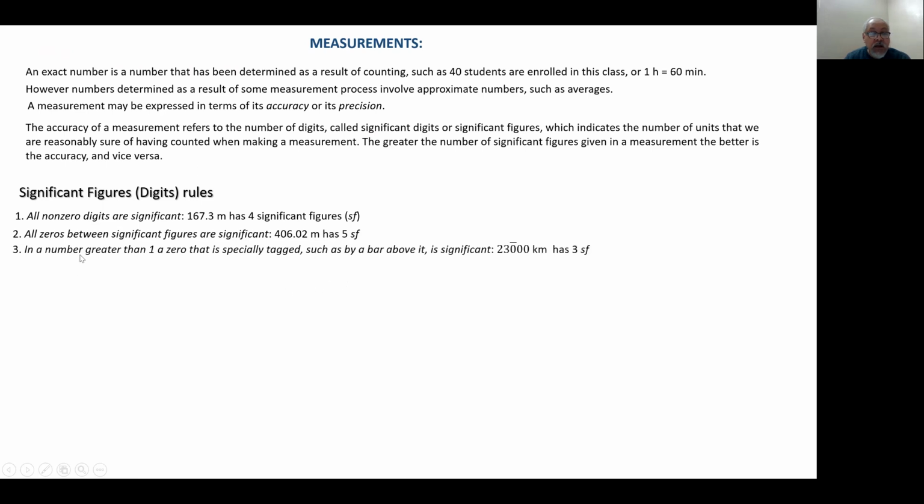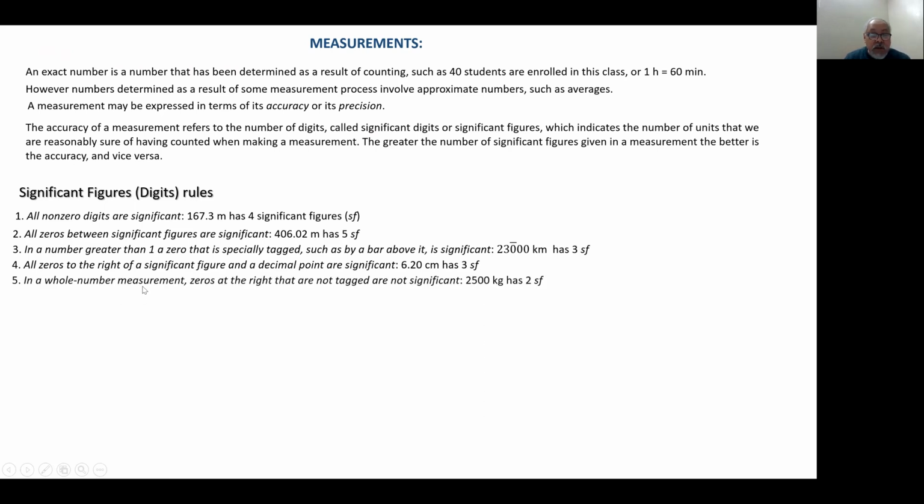The next one, in a number greater than 1, a zero that is especially tagged, such as with a bar, is a significant figure. Like in this case, we have zeros, and one of them is tagged, which means that it is significant. In this case, we have 3 significant figures. If this is not tagged, of course, it's not significant. All zeros to the right of a significant figure and decimal point are significant, like in this case: 6.20 centimeters has 3 significant figures.